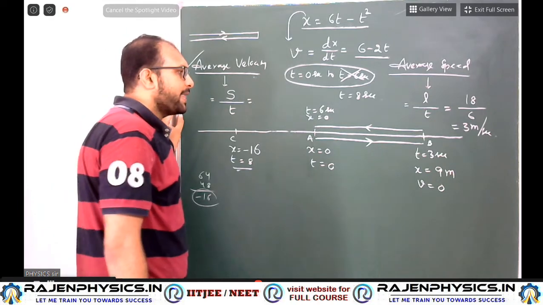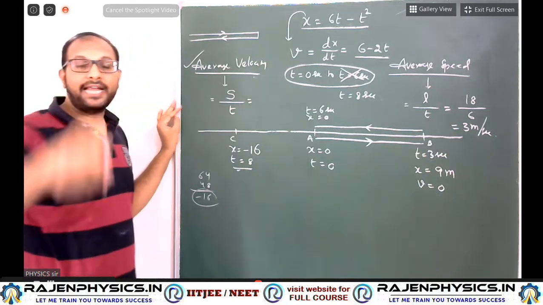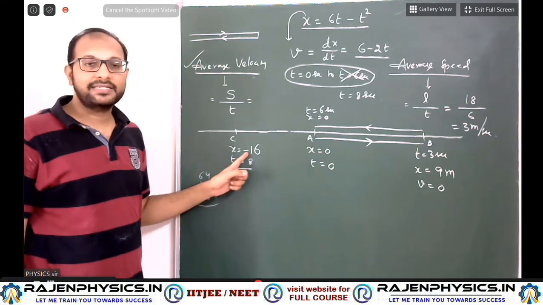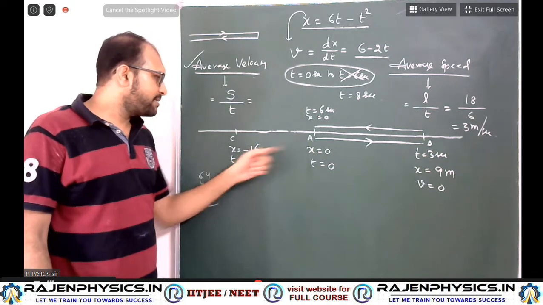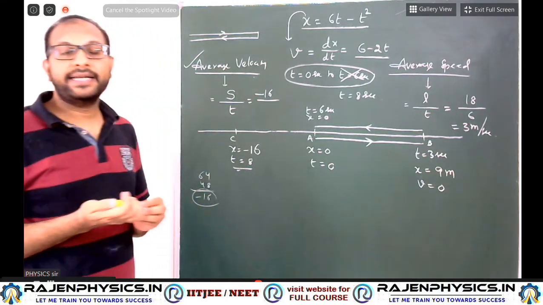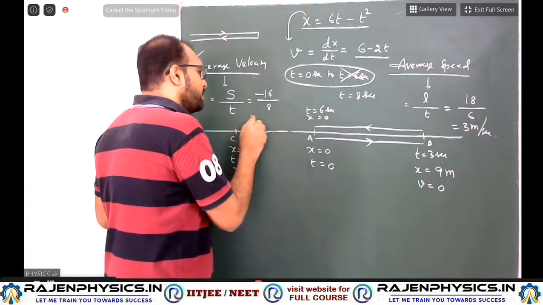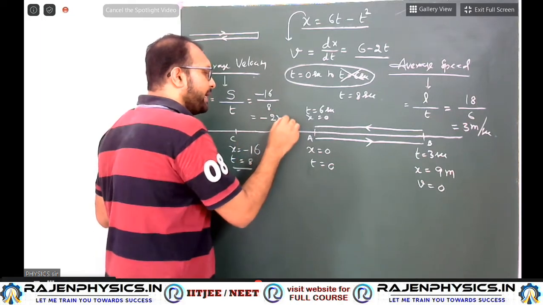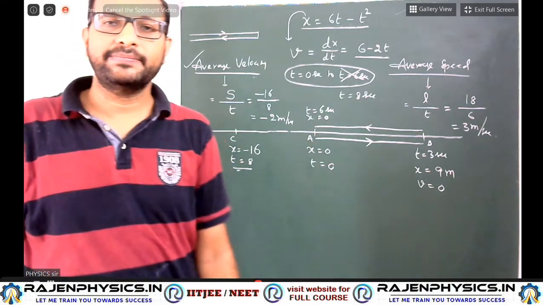So now the displacement from t equal to 0 to t equal to 8 seconds is final position minus initial position. What is the final position? Final position is minus 16. Initial position is 0. So minus 16 minus 0 is minus 16, divided by the time taken. What is the time taken? 8 seconds. So what is the average velocity? Minus 2 meter per second. This is the average velocity, minus 2 meter per second.